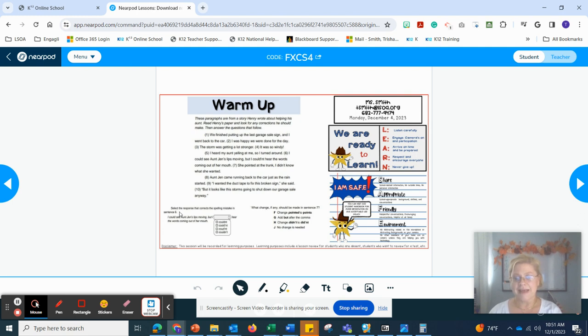So the questions say, select the response that corrects the spelling mistake in sentence 6. And then the second question is, what changes, if any, should be made to sentence 7? All right, so here is the passage.